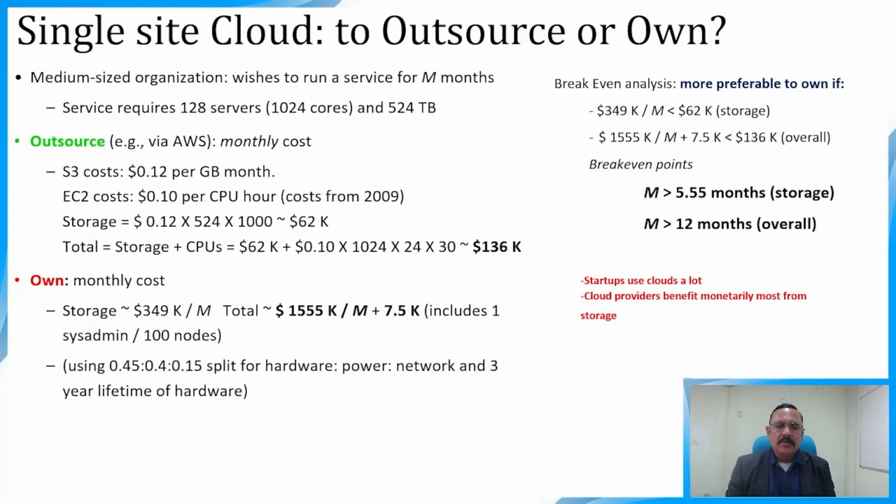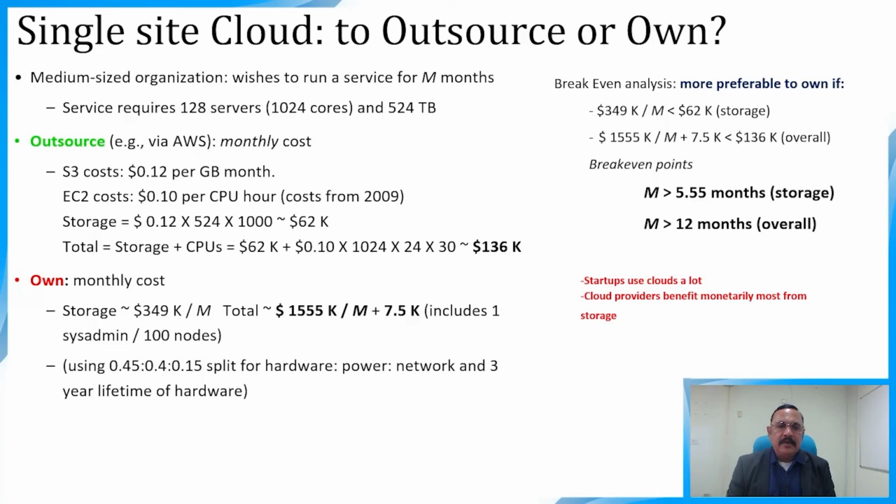Let us see, if that organization decides to outsource via the AWS service, the monthly cost. For storage, AWS charges S3 cost as $0.12 per gigabyte month, and EC2 cost is $0.10 per CPU hour. So, for the storage requirement of 524 terabytes multiplied by 1000, at the rate of $0.12 per gigabyte month, it comes out to be $62,000.